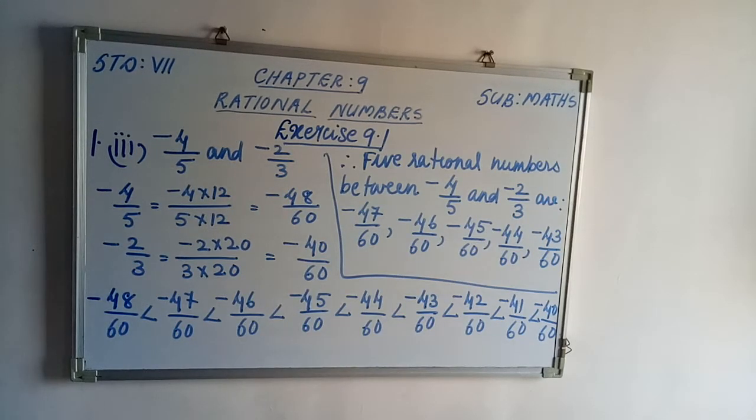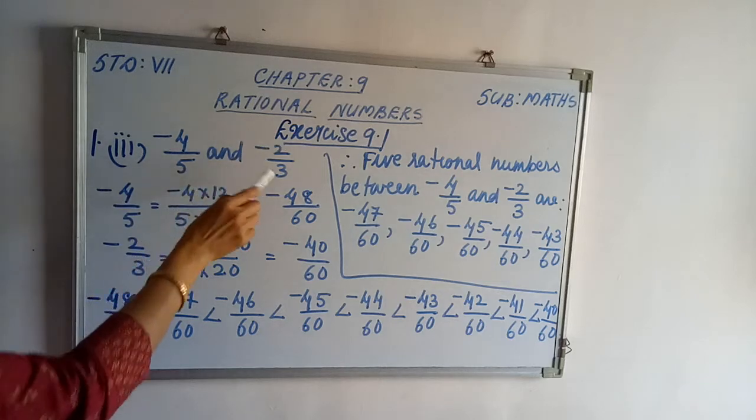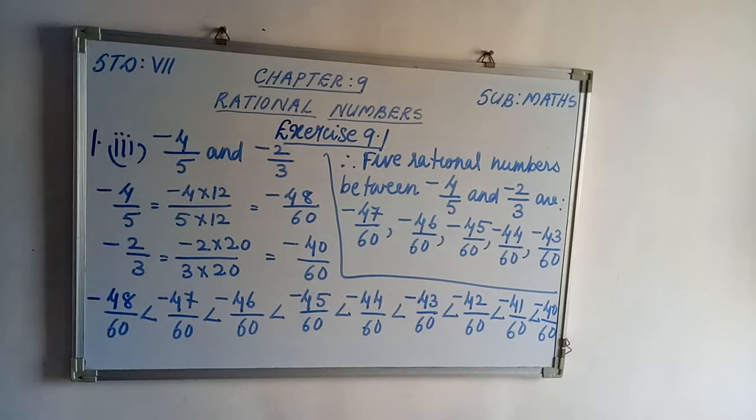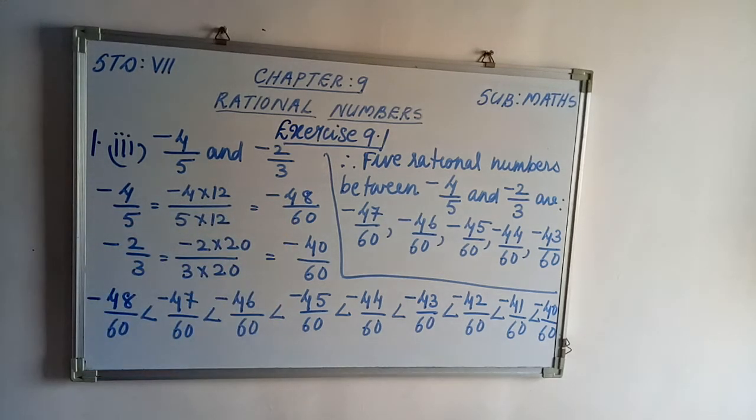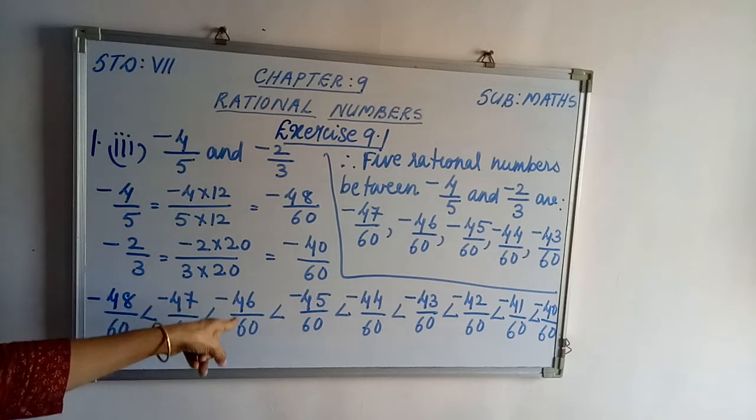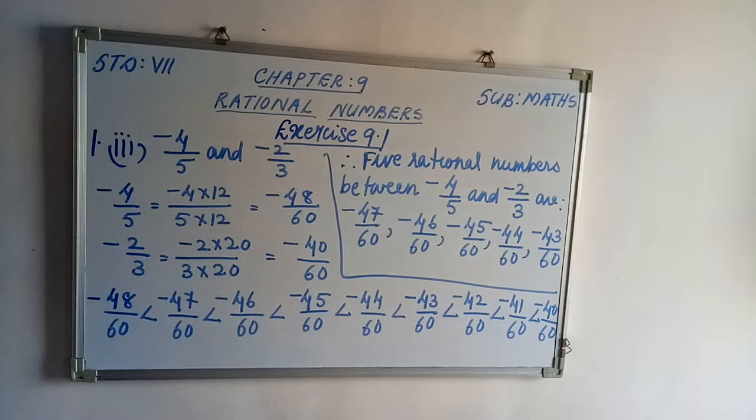See the third question. Minus 4 upon 5 and minus 2 upon 3. See, we need 5 rational numbers. So, make the denominator same. So, 5 multiplied by 12, 60 and 3 multiplied by 12, 60. So, here we get minus 48 upon 60. Here we get minus 40 upon 60. And between minus 48 and minus 40, minus 47 upon 60, minus 46 upon 60, minus 45 upon 60, minus 44 upon 60, minus 43 upon 60, and so on.